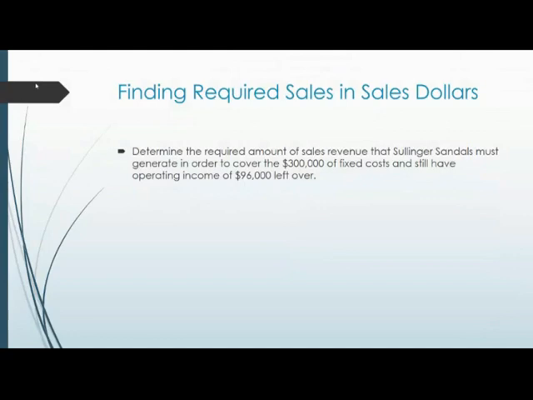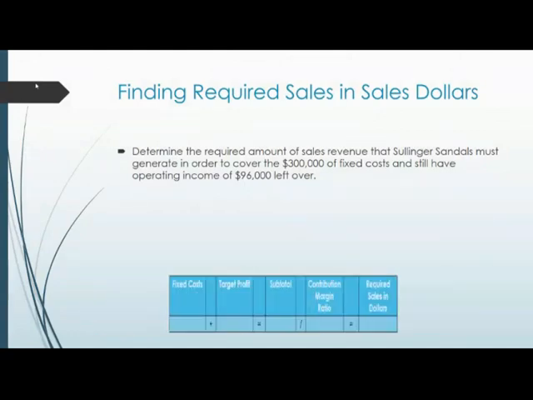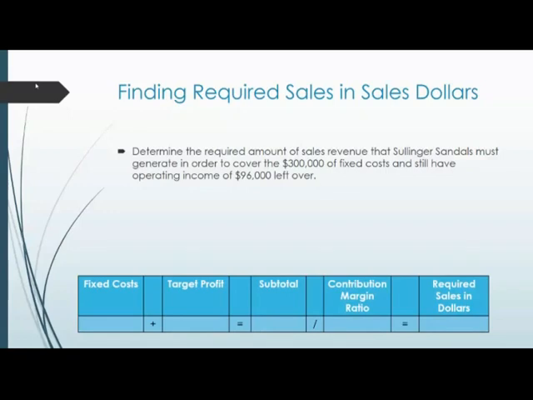We can figure this out in terms of dollars as well by using a very similar formula. We take our fixed costs, we add to it the target profit or operating income we want to have, but this time we're going to divide by our contribution margin ratio. So our fixed costs are $300,000. We want to have $96,000 of operating income, so we still have to come up with $396,000. Well, if we divide that by our ratio of 0.6, the 60% of each unit selling price that's going to be left over to contribute towards paying those fixed costs, we come up with $660,000.